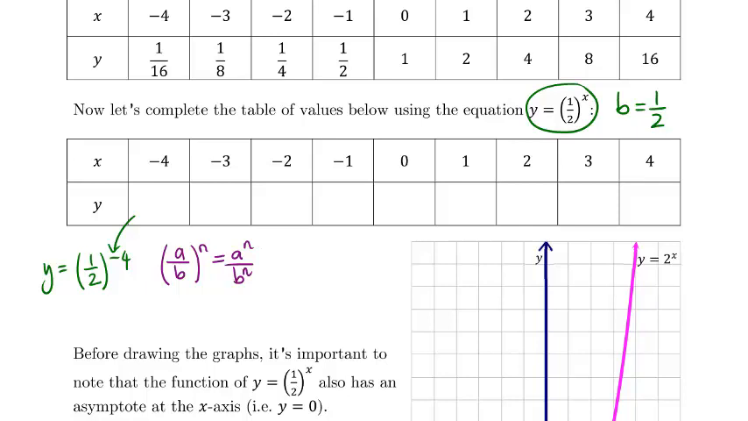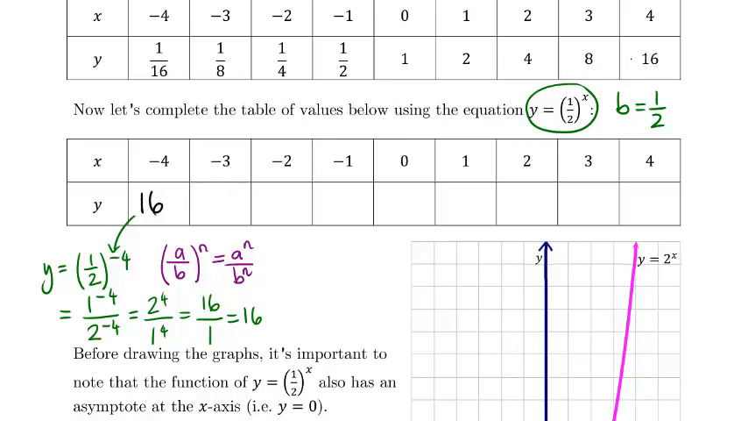So basically, this will equal 1 to the minus 4 over 2 to the minus 4. And as we know from exploring the exponent law about negative exponents earlier, this is the same as 2 to the 4 over 1 to the 4. Flip them around the fraction line, the exponents become positive. 2 to the 4 is 16, 1 to the 4 is 1. So that's just equal to 16. That's interesting. Our y value here is 16.